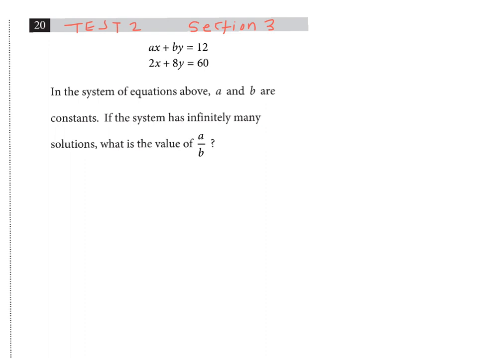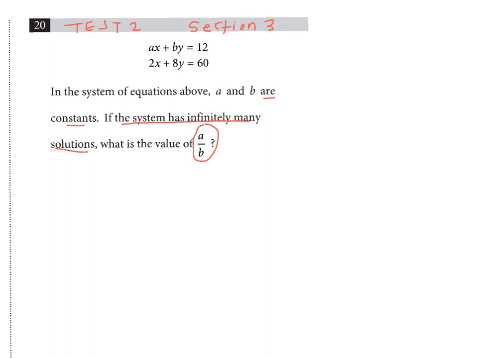Okay, so in this video we have SAT test number 2, section 3, which is a non-calculator section, and this is number 20, the last problem in this section. We have a system of equations above where A and B are constants, and we're looking to find, it says if the system has infinitely many solutions, what is the value of A over B? So the ratio of A over B.